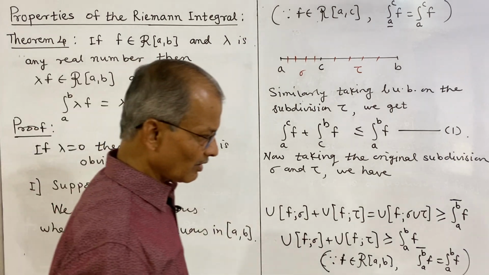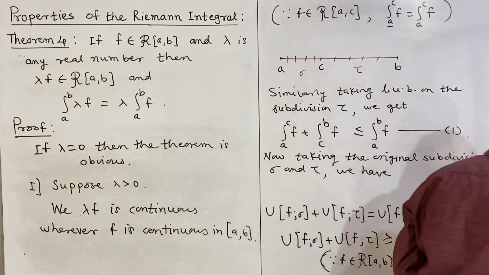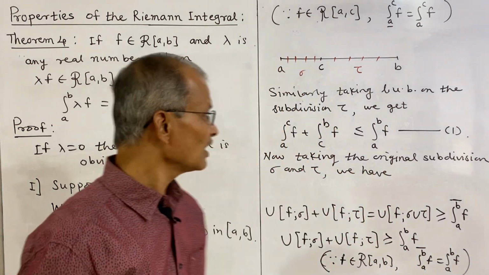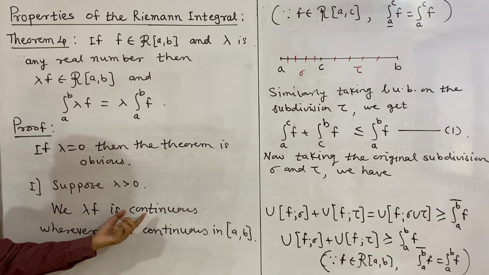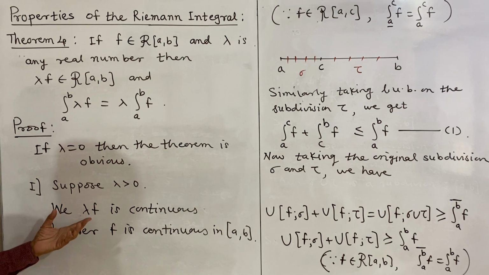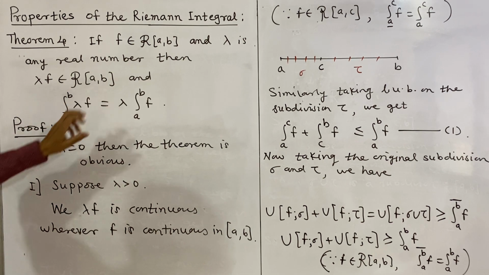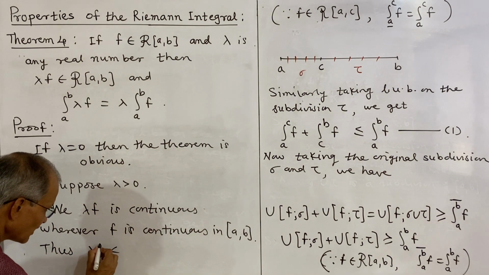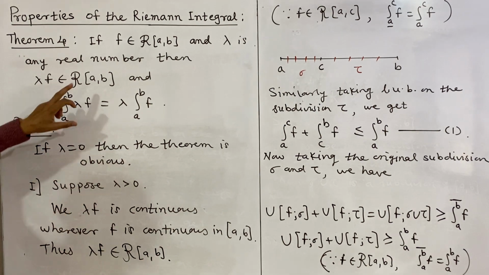So how is this so? Because f is continuous in the closed bounded interval a to b, and lambda is a constant function, which is also continuous. The product of two continuous functions is continuous. So when f is continuous, lambda f also becomes continuous, and this shows that lambda f is Riemann integrable over the closed bounded interval a to b. So that is the first part.